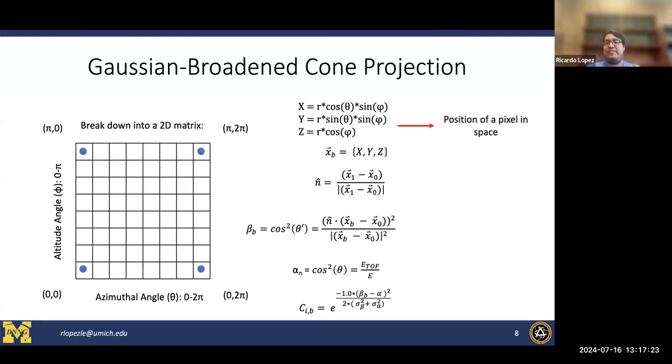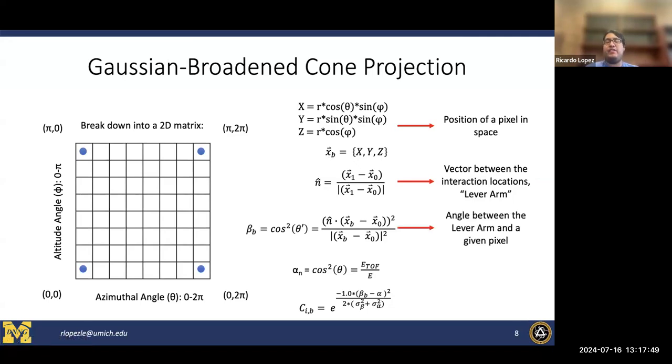We have the position of a pixel on the spherical surface. We can convert the spherical space over to Cartesian space so that the calculations are a bit more straightforward. Similarly, the vector between interaction locations of our particles, we will call in this case our lever arm. The actual angle between the lever arm and any given pixel on the surface of this sphere is given by this one particular metric here, beta sub b. The sub b is there because this is going to be calculated for every single pixel on the spherical surface.